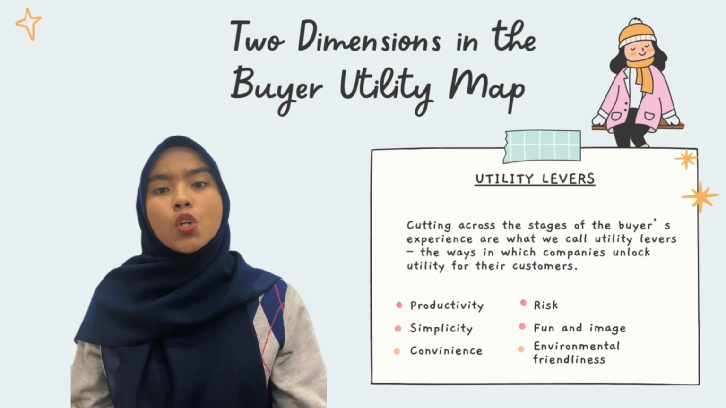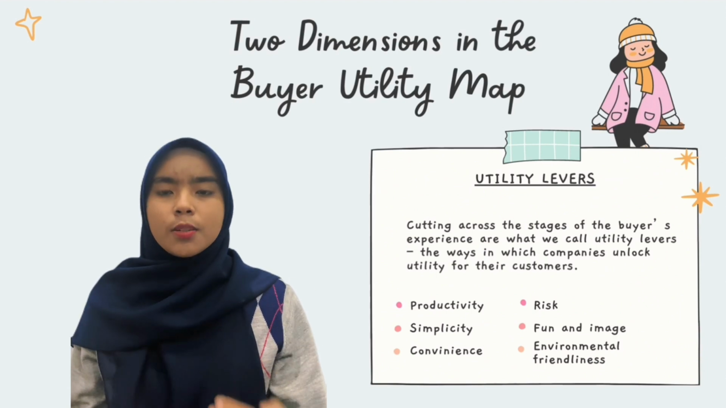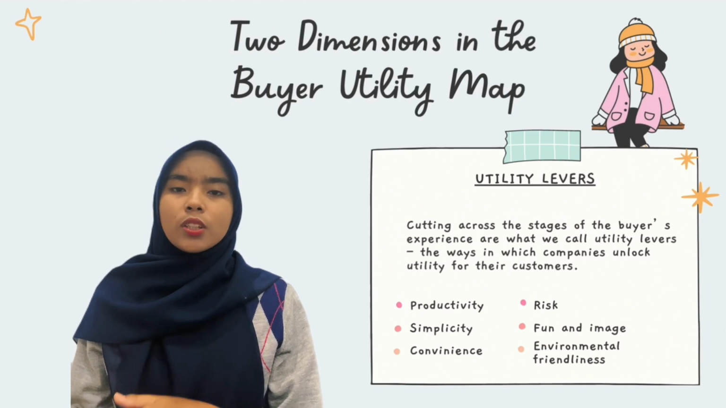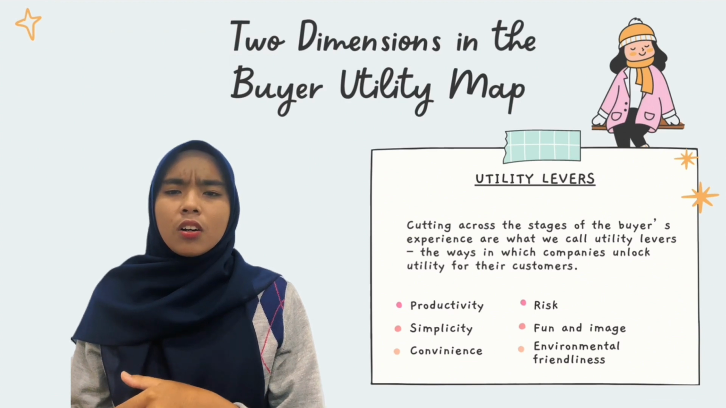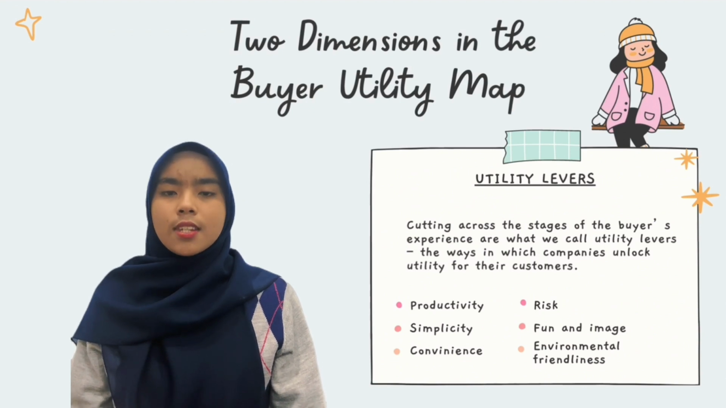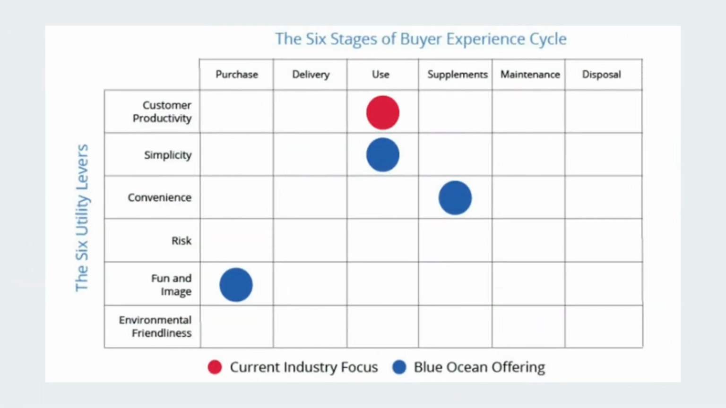About risk, the way to reduce the risk of purchasing or using the product. In fun and image, the way to increase the fun in the product or to enhance the image of the user or the company. And last, for environmental friendliness, how green your product or services are and what that might mean for buyers. The table in this slide shows the 6 stages of the buyer cycle combined with the 6 utility levels. The map produces 36 potential utility spaces. Few industries or organizations realize how many utility spaces they could explore, or, on the flip side, the narrowness of their current focus.